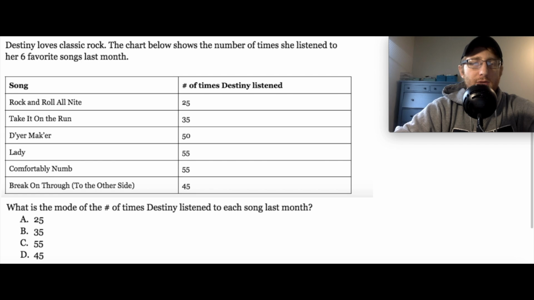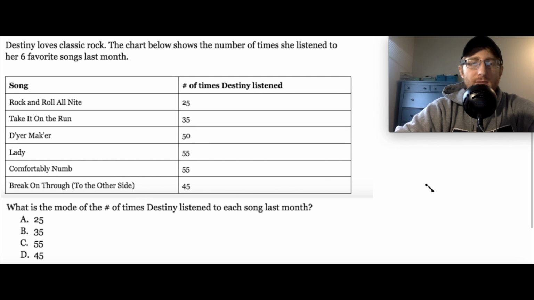Destiny loves classic rock. The chart below shows the number of times she listened to her 6 favorite songs last month. And in case the numbers are small on the screen that you're using, if you're on a cell phone or something that has a small screen, let me read these. This number is 25, 35, 50, 55, 55, and 45. Now the question is, what is the mode of the number of times Destiny listened to each song last month? Is the answer A, B, C, or D?